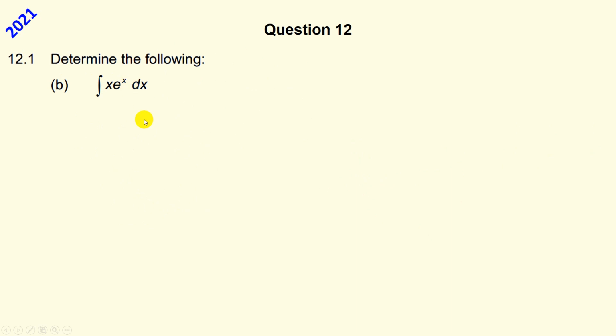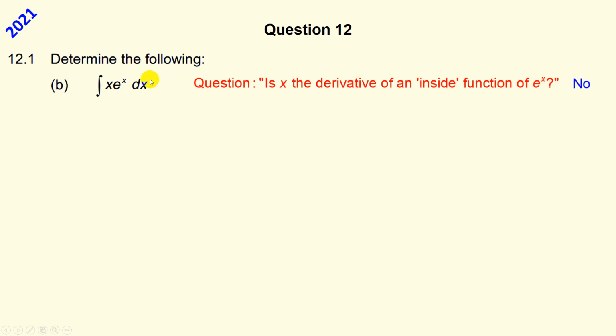Integral x e to the x dx. So I ask the question, is x the derivative of the inside function of e to the x? Of course, the answer is no. Have a look here. If this was x squared, this would be simple because then that would be half the derivative of the inside function. But it's not, that's x, so this isn't the derivative of the inside function. So we can't use substitution. So it's likely to be parts.